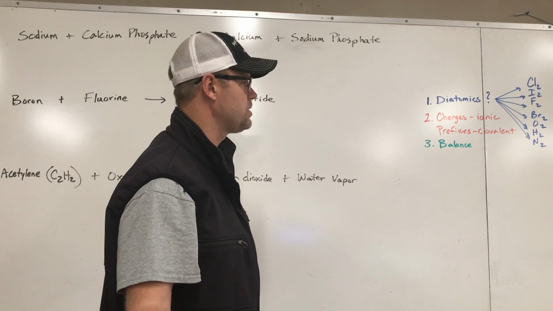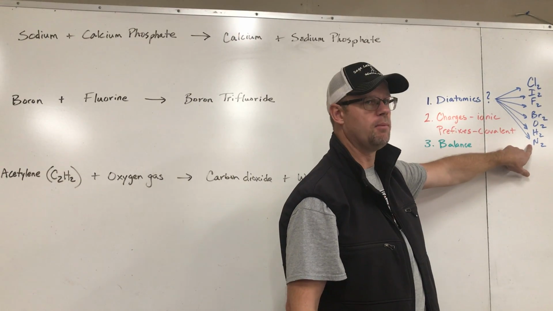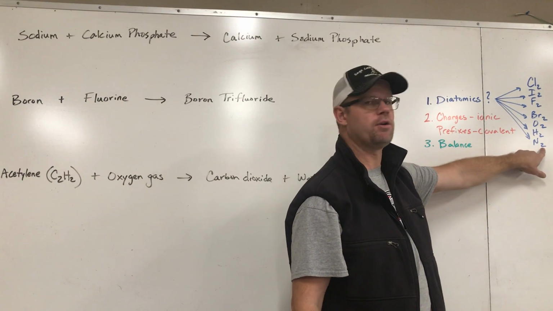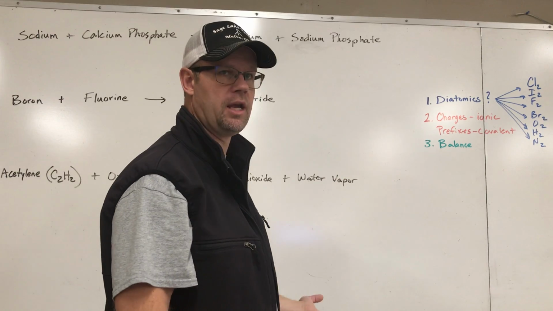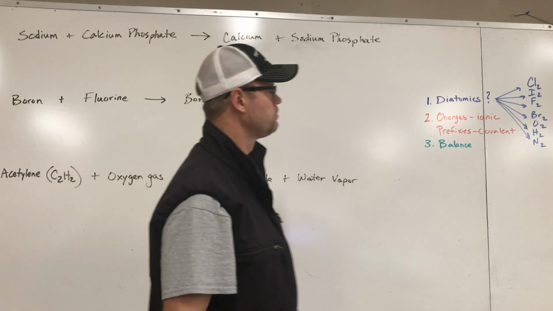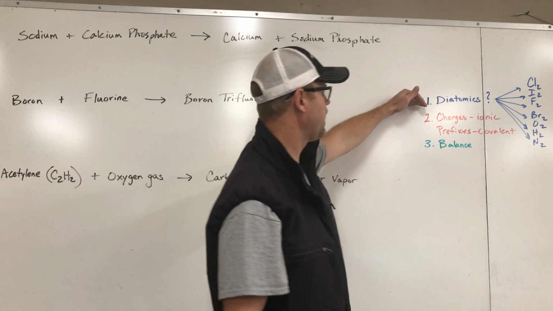Now, if they're not by themselves, if nitrogen is not just pure nitrogen but is bonded to something else like potassium, then that 2 doesn't need to be there. It's all based on how many electrons one would lose and the other would gain. So it goes back to the charges we talked about, the oxidation numbers. This only applies if they're alone. So first we're going to look for diatomics.